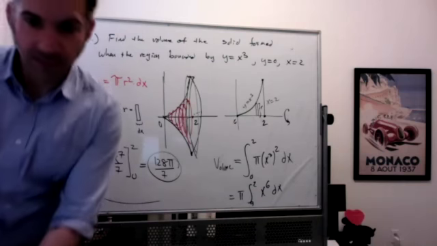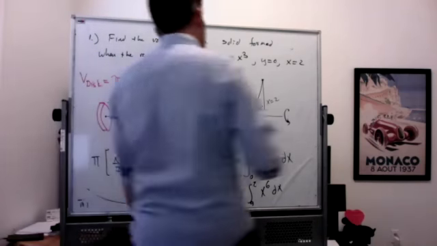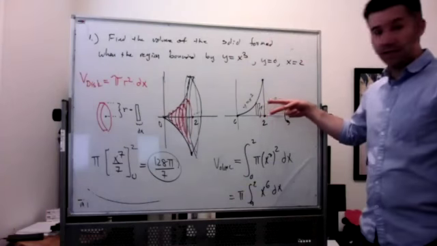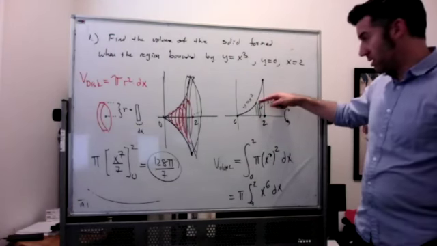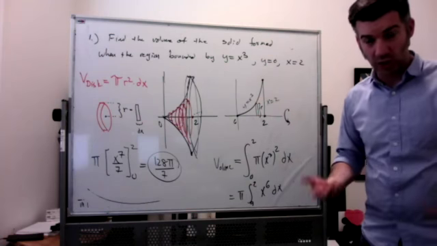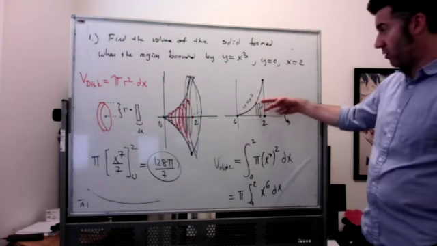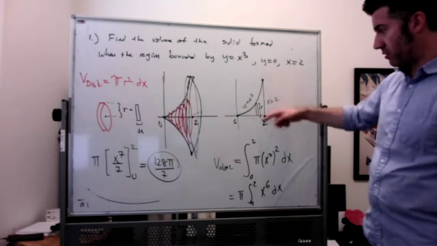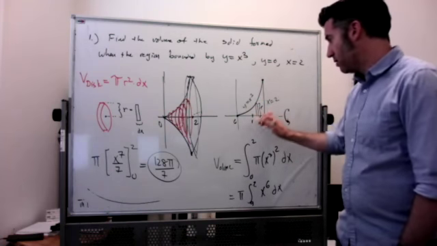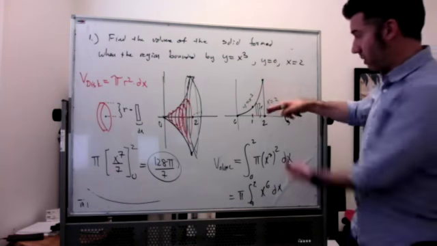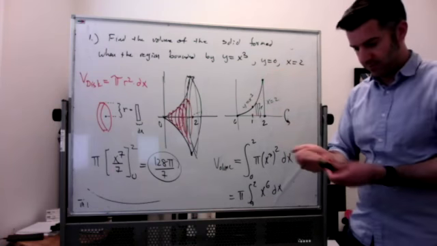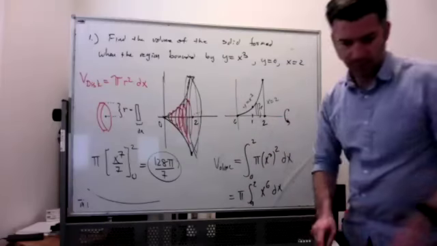Okay. So again, the radius is just the distance to the axis of rotation. And it's typically just going to be what your function is, because it's how far you are from here to the axis of rotation. So at 1, the radius is 1. At 2, the radius is 8, and so on. Okay. Let's do more.